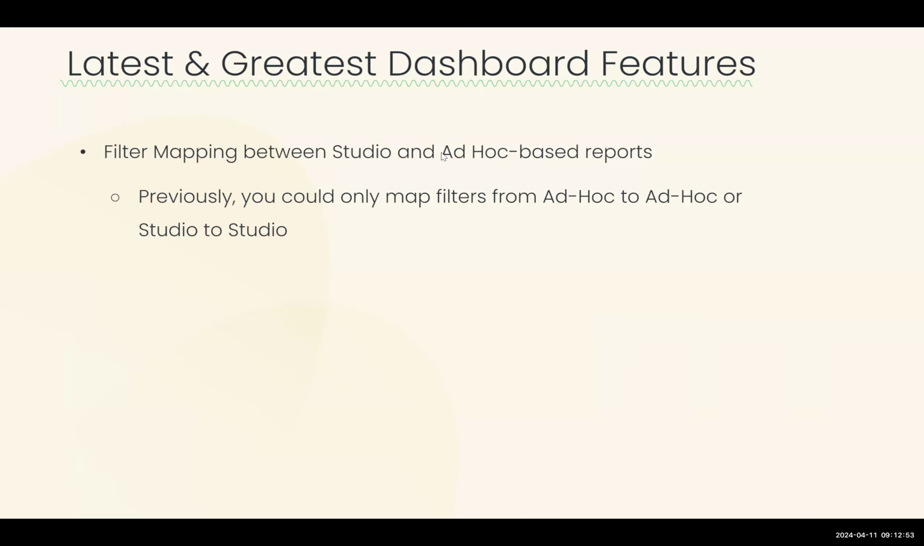Filter mapping between Studio and ad hoc based reports. Previously you could only map your filters from an ad hoc report to another ad hoc report. So a dashlet that had an ad hoc report could only map filters to other ad hoc dashlets, or Studio to Studio. Now you can actually map between both ad hoc and Studio when you go into that parameter mapping there.